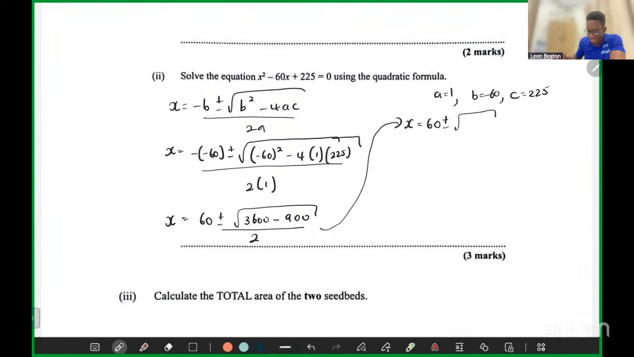So 3,600 minus 900 will give us 2,700. So square root of 2,700, all over 2. So x would be equal to 60 plus or minus the square root of 2,700. You will get 51.961, and so on and so forth. So the thing is, CX will tell you to have these numbers correct to 3 significant figures.